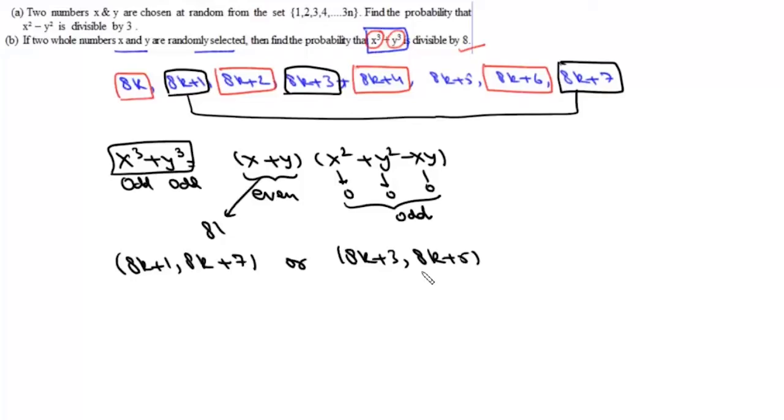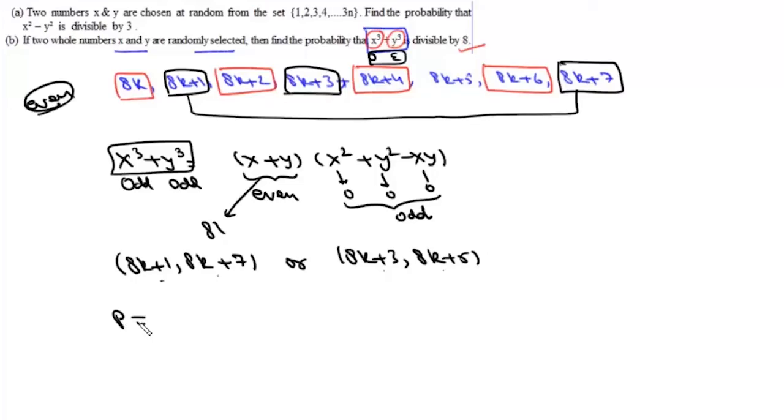Now if one of them is odd and the other is even, it will be an odd number, so it cannot be divisible by 8. So we have two cases. When both of them are even, it will be divisible by 8, and if both of them are odd, they must be either of this form or this other form. Now we'll start writing this probability.